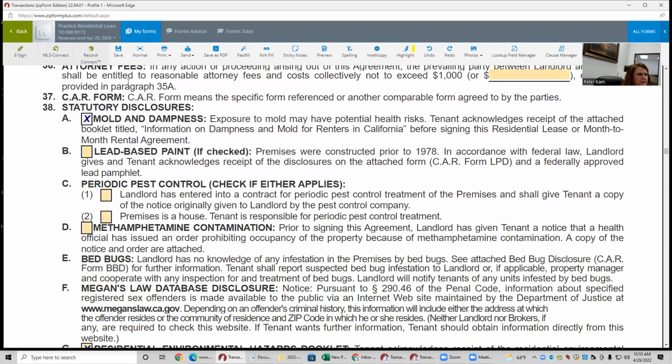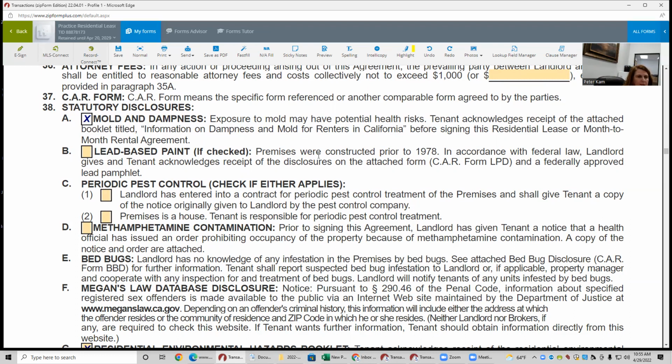Statutory disclosures. This mold and dampness is automatically checked. We went over that disclosure last week, and the book entitled Information on Dampness and Mold for Renters in California will already be attached to this agreement. So this is a pre-checked box, so you don't have to worry about it. The booklet will be pre-attached.